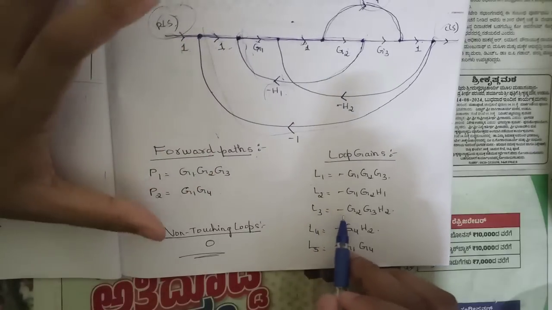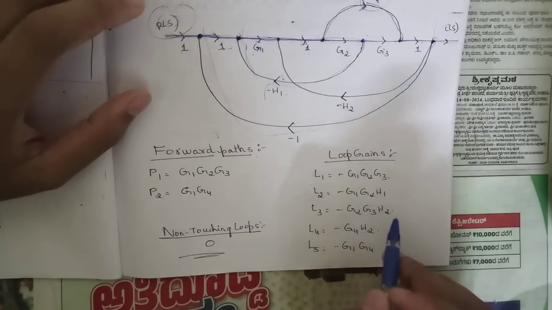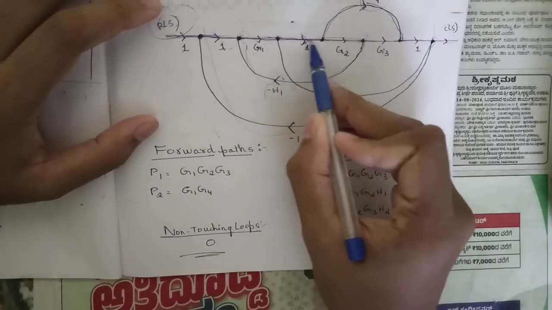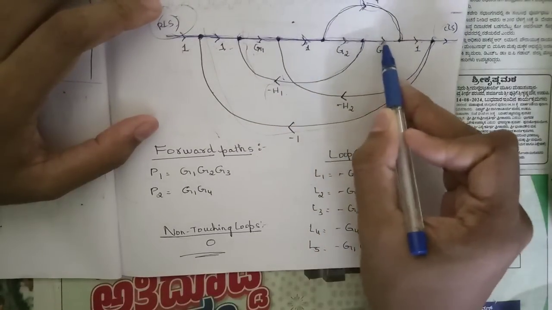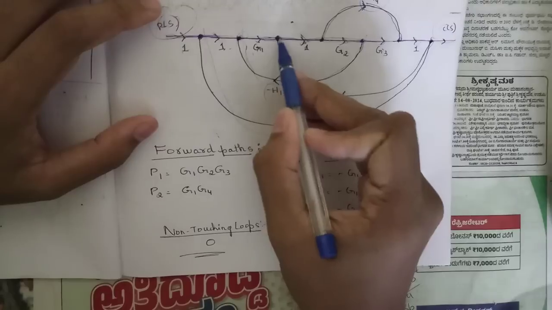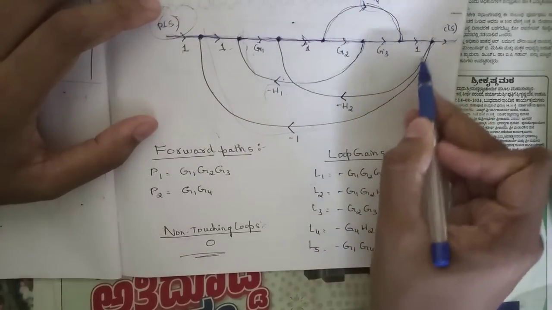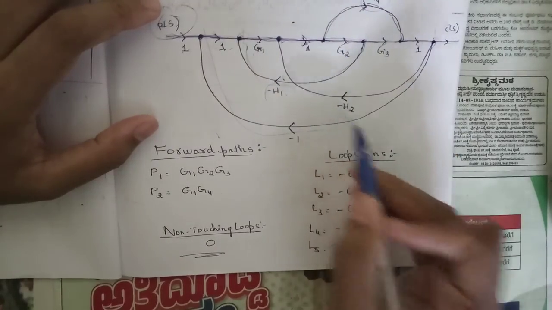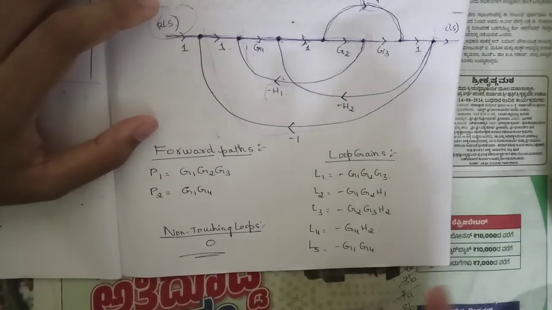The third loop is minus G2, G3, H2. That is this loop. From this point it starts, 1, G2, G3, 1, and from this point again it moves in this direction and touches this point again. So this is one more loop here. That is G2, G3, minus H2. So that's why minus G2, G3, H2. This is the third loop.